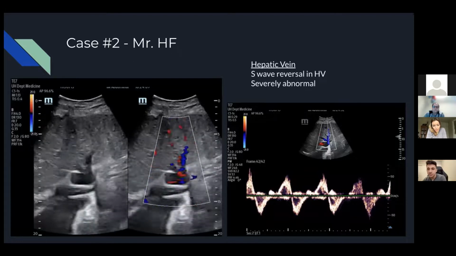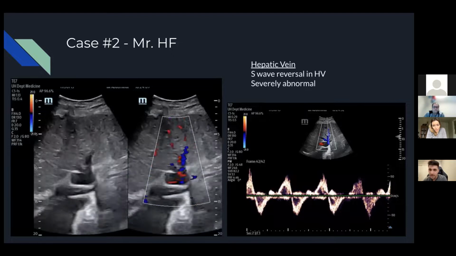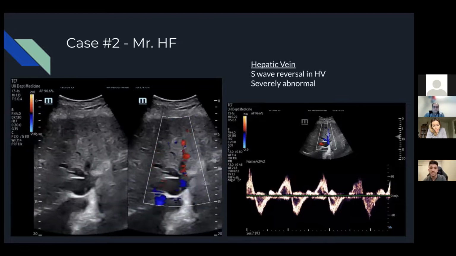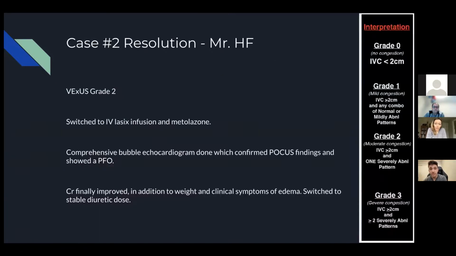Now, unfortunately, this gentleman got quite frustrated at this time, so we were unable to get his portal or renal vein Dopplers. But even with this information, we were able to give him a VExUS grade of 2, and we can feel a lot more confident about being more aggressive with diuresis.